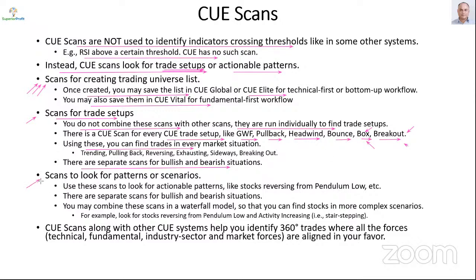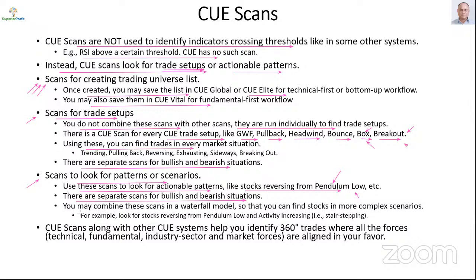Then the third category of scans are to look for patterns or scenarios. You may use these scans to look for actionable patterns like stocks reversing from pendulum low or price extreme low. There are separate scans again for bullish and bearish situations. So if there is a scan for stocks reversing from pendulum low, there is another one for stocks reversing from pendulum high.